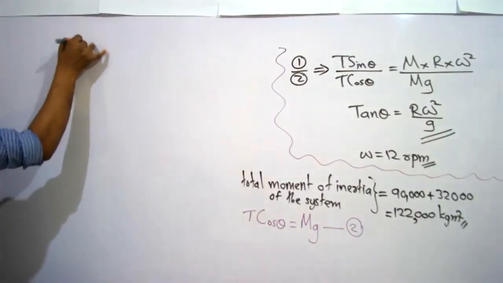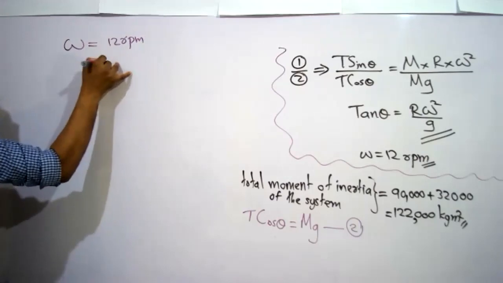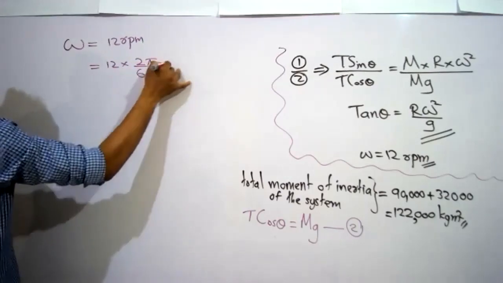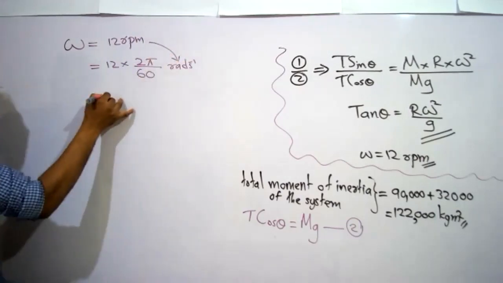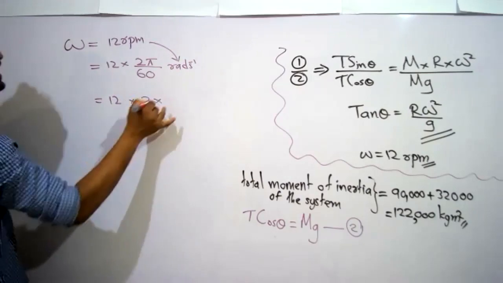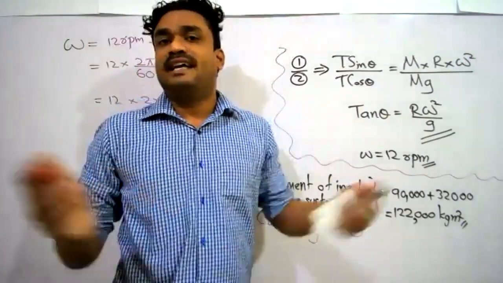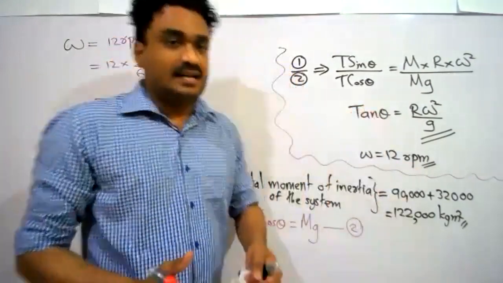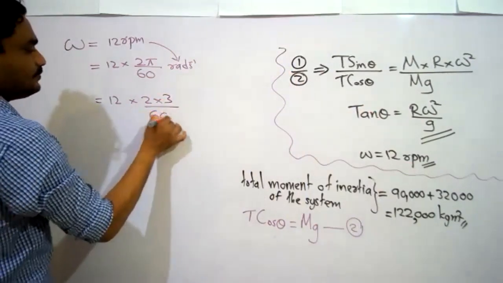Very good. Omega is given as 12 RPM. This should be multiplied by 2 pi by 60. Then RPM is converted into radian per second. 12 into 2. They have asked in the question to use pi as 3. They have asked us to use pi as 3. This is 60.